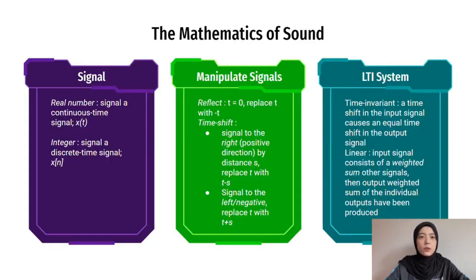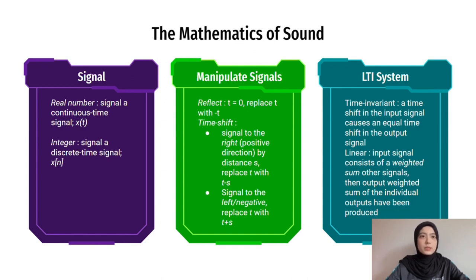Today I will explain about audio. A signal is a function of one or more independent variables describing the behavior of a physical phenomenon. Signals have two types, continuous time signals and discrete time signals. These signals can be manipulated, for example reflect, where t equals 0, replace t with negative t, or time shift the signal to the right, positive direction, by distance s, replace t with t minus s.